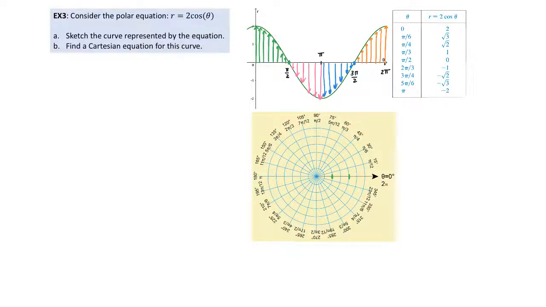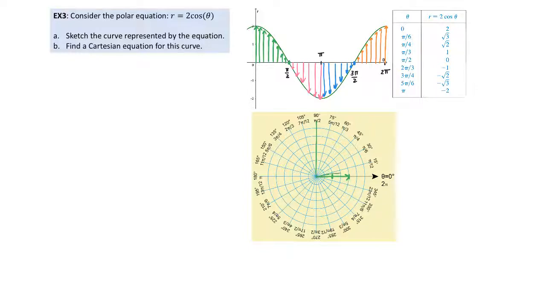So r equals 1, r equals 2. And I'm doing that so that we get a little bit larger sketch. So when theta is equal to 0, we are at full length. And then as we move towards pi over 2, so here is pi over 2, as we move towards pi over 2, those lengths are going to be decreasing.